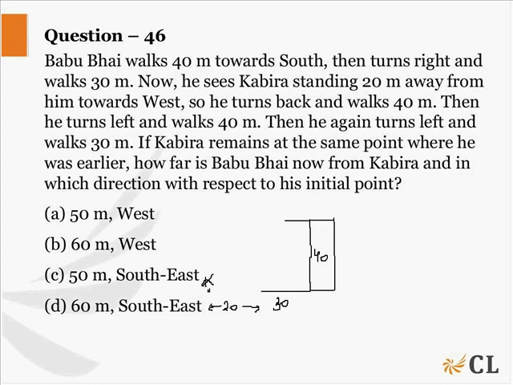Okay. So in this one, this is 10. This is 10. And this is 20. Okay. So now this is Kabira. This is Babu Bhai. He's asking for, first of all, the distance between the two. So you can simply make a triangle here. So this is 20 plus this is 10, this is nothing but 30. This is nothing but 40. So you can straight away use the Pythagoras theorem, 3, 4, 5 triplet. So distance is 50 first of all.